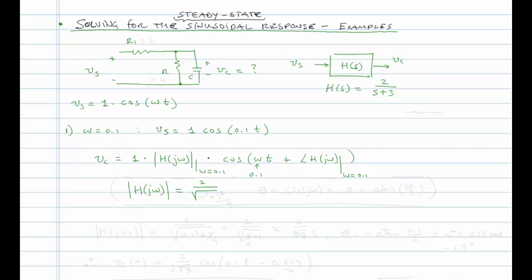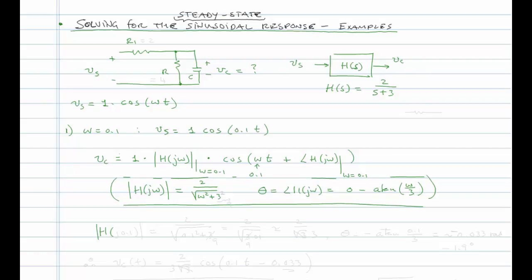So it's going to be the magnitude of 2, which is 2, divided by the magnitude of j omega plus 3, which is the square root of omega squared plus 9. The angle, we'll call theta, is equal to the angle of H of j omega, which will be equal to the angle of 2, which is 0, minus the angle of j omega plus 3, which will be the arctangent of omega over 3. So we'll keep that handy. We'll use that several times.